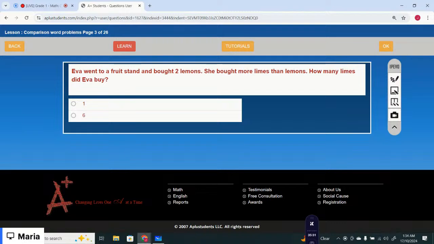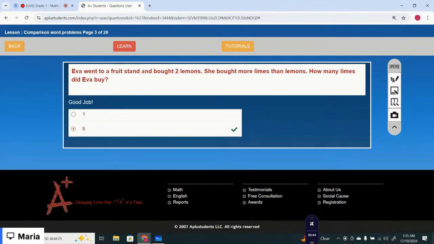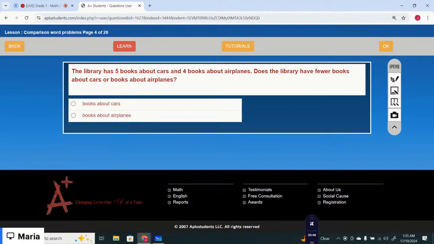The number that is more than 2 is, very good, 6 it is. The correct option is 6. Option number 2 is the correct option.